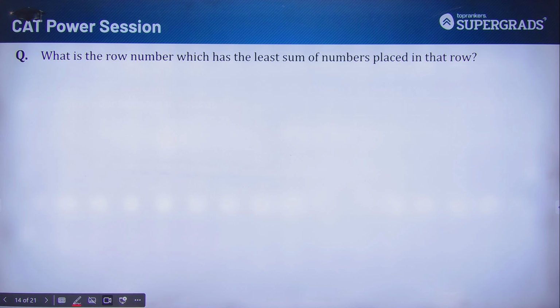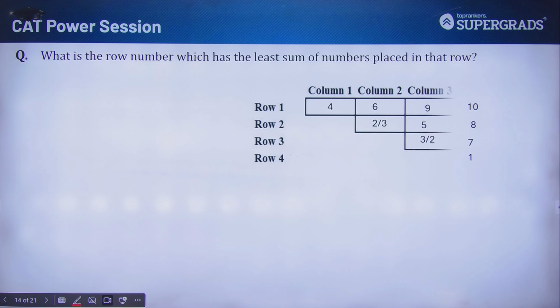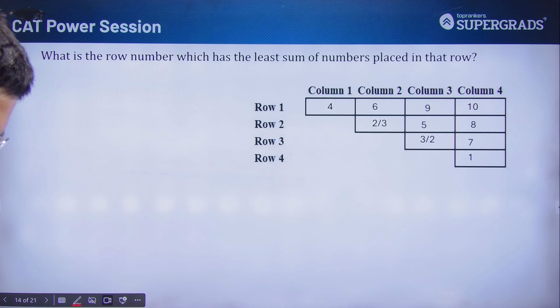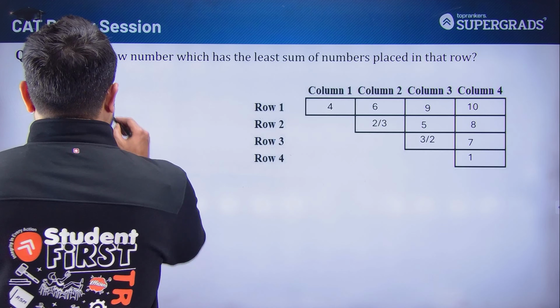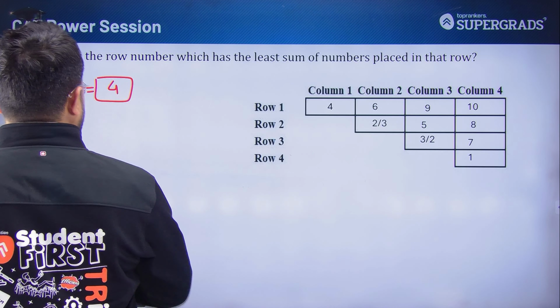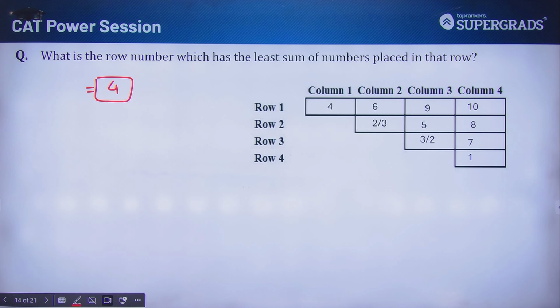What is the row number which has the least sum of numbers placed in that row? Which row number has the least sum? As you can look at the table, it is row number 4. So the answer is 4. Because it was a TITA question, you have to just enter the answer 4. Right? Let's move to the next thing.